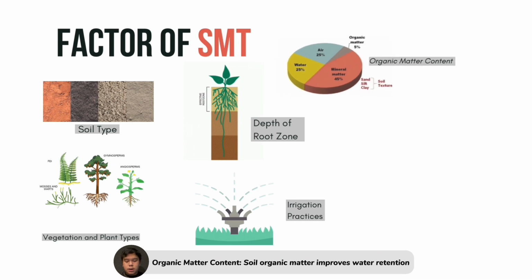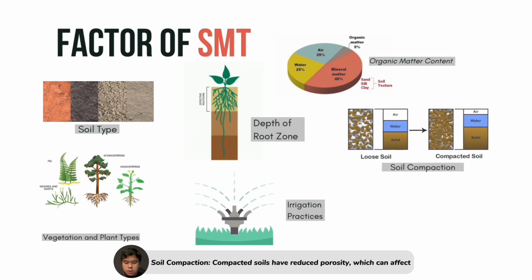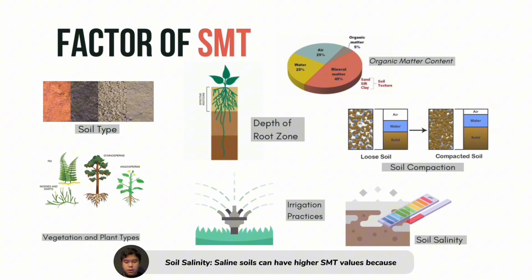Organic matter content. Soil organic matter improves water retention and can reduce SMT by increasing the soil's ability to hold moisture. Soil compaction. Compacted soil has reduced porosity, which can affect water movement and increase SMT. Compaction can be caused by heavy machinery, foot traffic, or other factors. Soil salinity. Saline soil can have higher SMT values because the presence of salts in the soil can reduce water availability to plants.